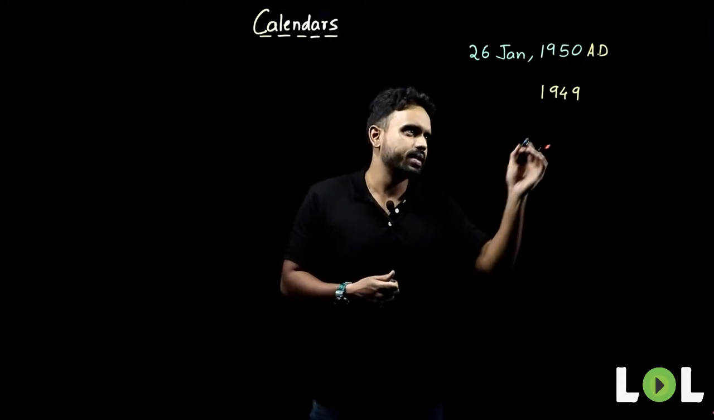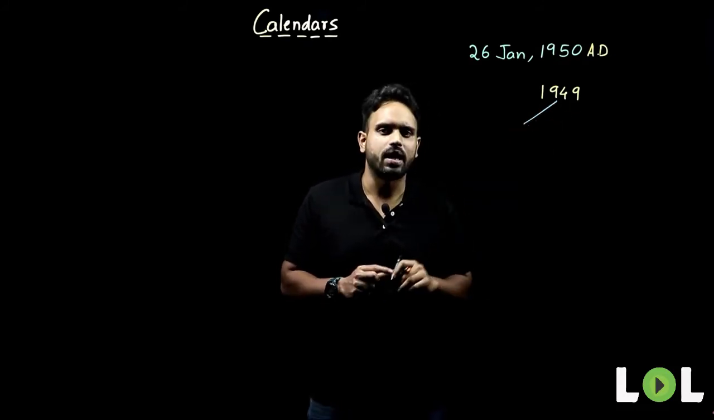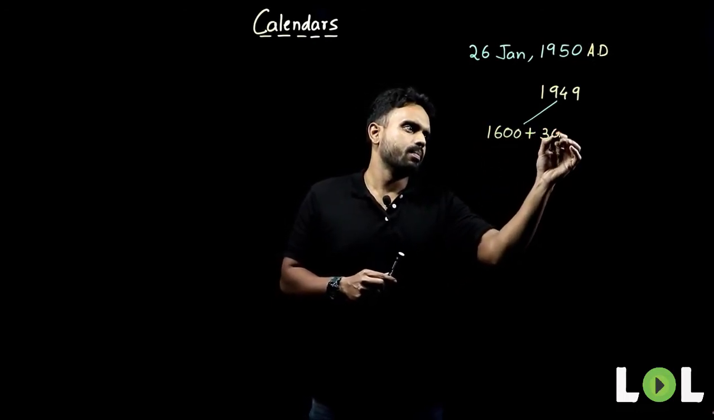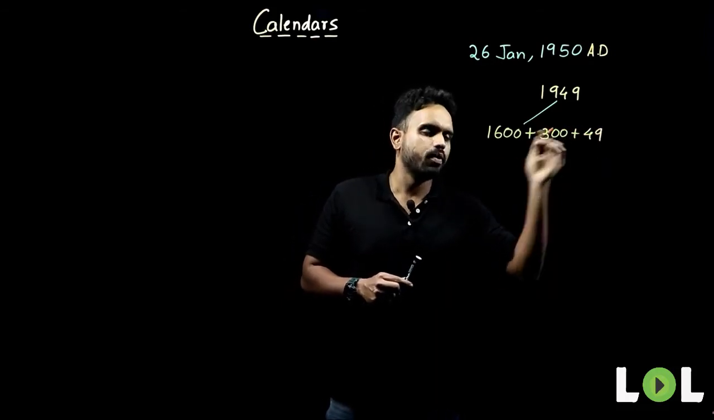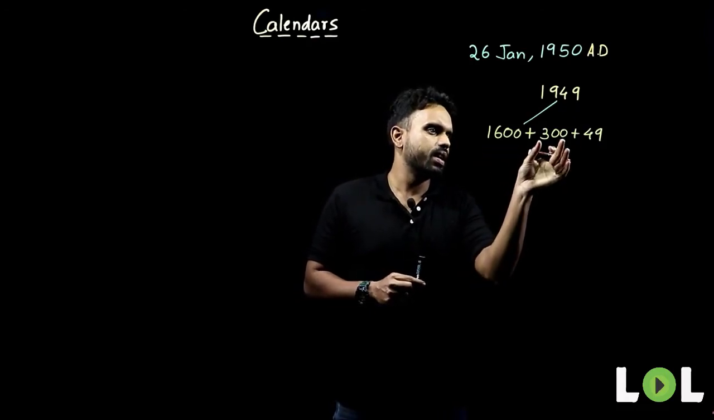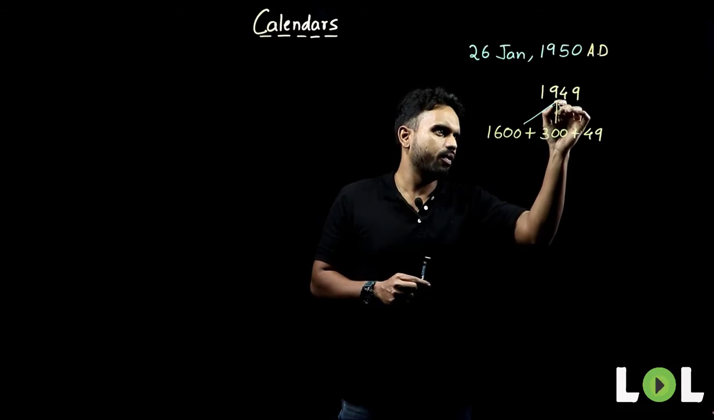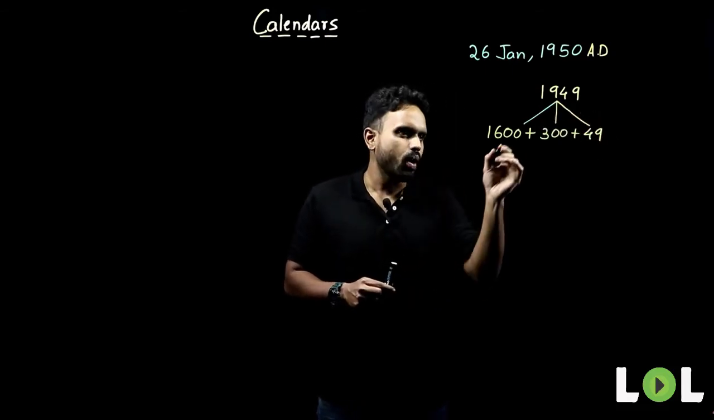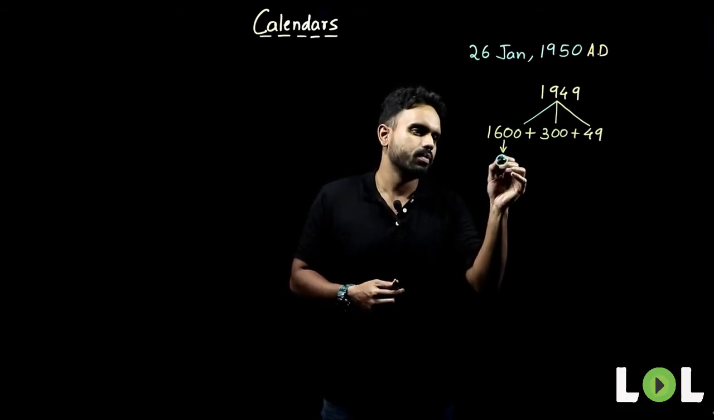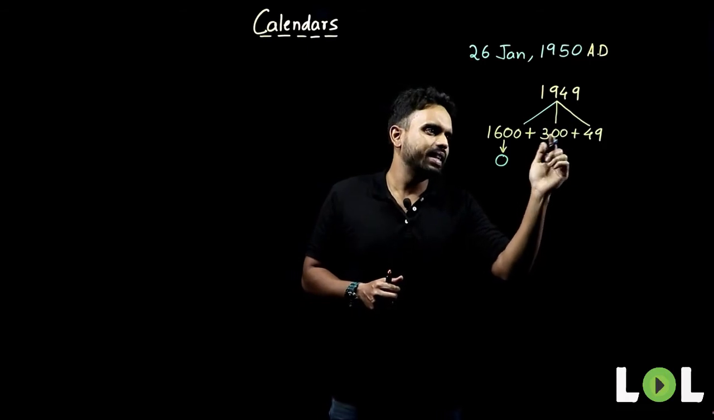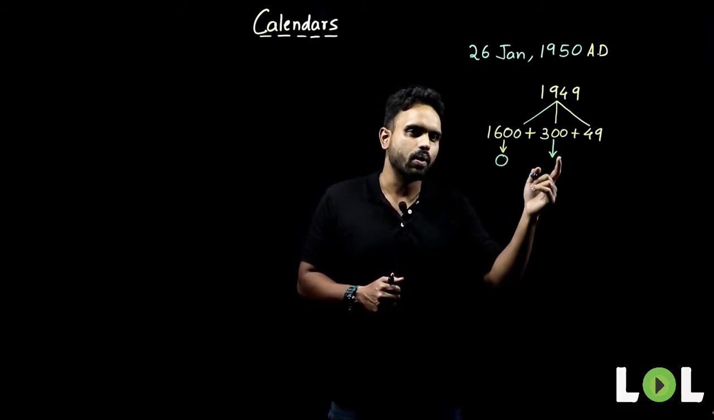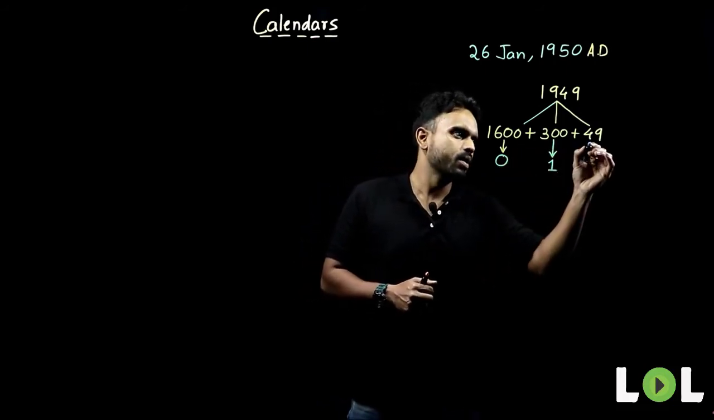So what I will do here is write 1949 as 1600 plus 300 plus 49. Is it feasible? 1600 and 300 is 1900, and again 49 gives me 1949. Every century leap year, how many odd days do we have? 0 odd days. So every 300 years, how many odd days do we have? For 100 years, 5310, so I'll have 1 odd day.